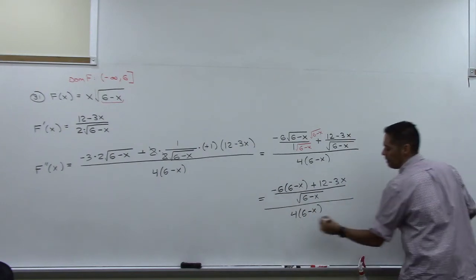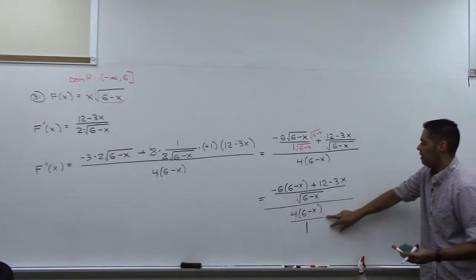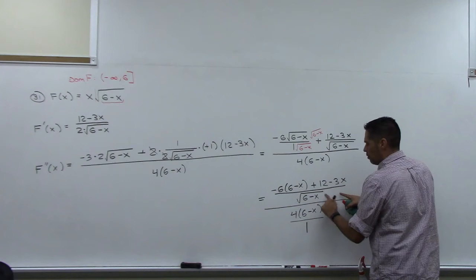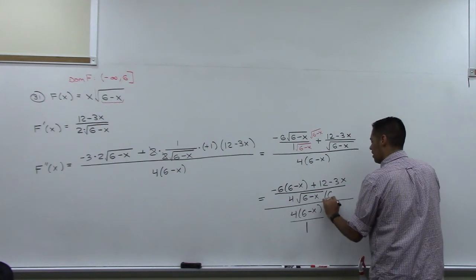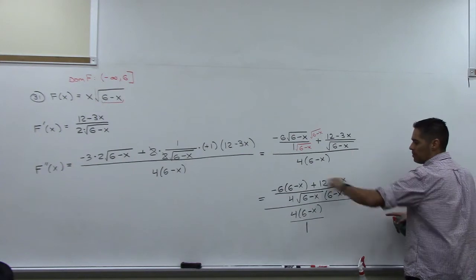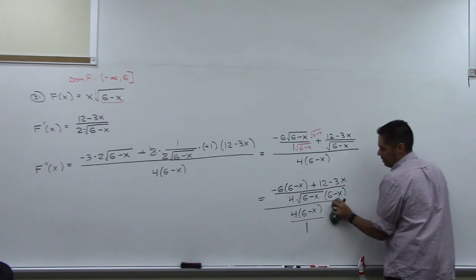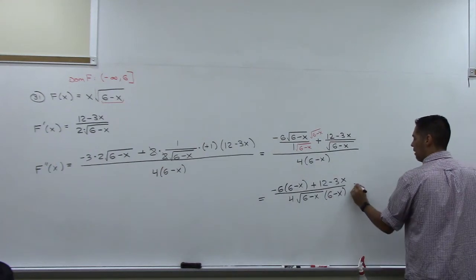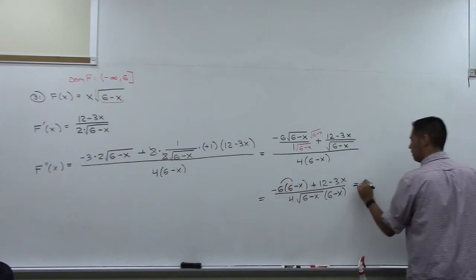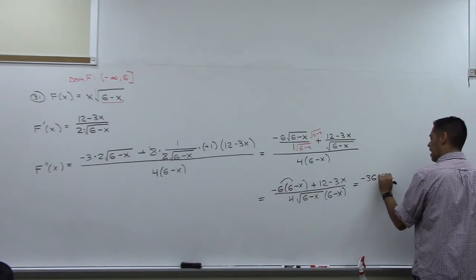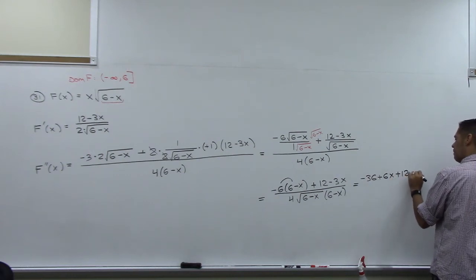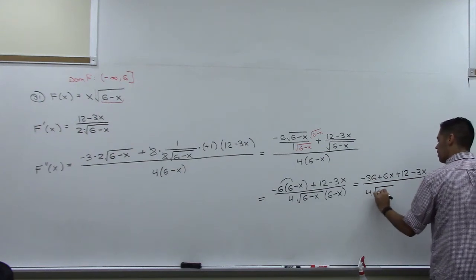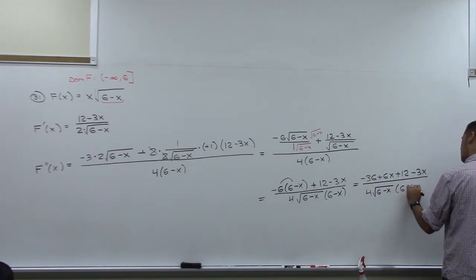I'm going to do one more thing. I'm going to make this over 1, and then I'm going to flip like this. And when I flip, the 4 and the 6 minus x will join down here. So it'll be 4, and I'll just put 6 minus x here, and then the 1 would be on top, so it wouldn't change anything. And that would be it right there. That is almost cleaned up. I got to clean it now. Let's see, negative 36 plus 6x plus 12 minus 3x over 4 root 6 minus x times 6 minus x.